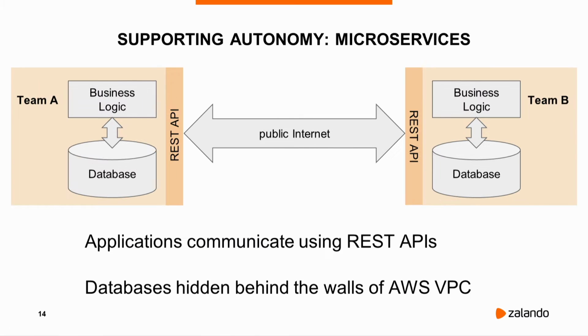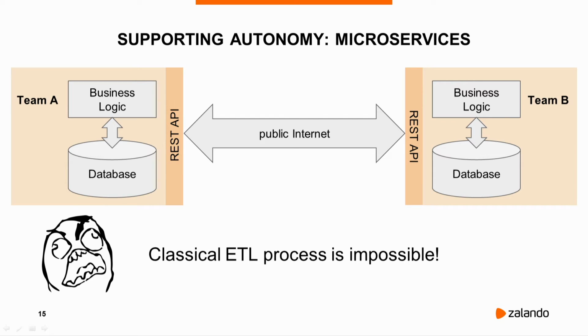These RESTful APIs are connected via the public internet, and the databases are hidden behind the microservice and inside the Amazon cloud. In this case, as you remember from the business intelligence architecture, we need to connect to the database to start extracting information. But in this architecture, a classical ETL is quite complicated to do.